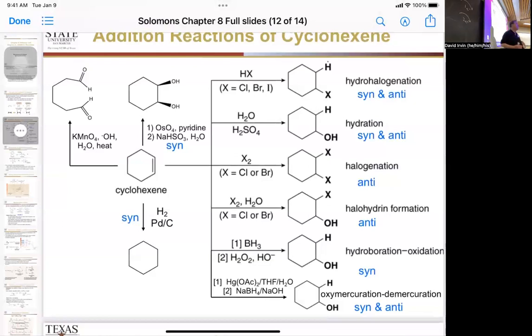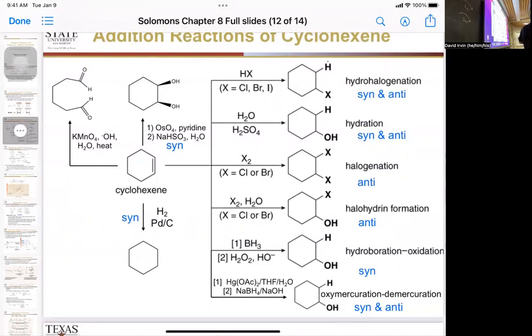The first thing we have to do is say, we took away an acid to make the alkene. Well, we can add acid across that double bond. And that can be syn and anti, depending on which way we do it. We can add water across, because dehydration is one of the ways we make an alkene, so we can go back the other way. So excess water and a drop of acid will give us hydration, and that goes syn and anti.